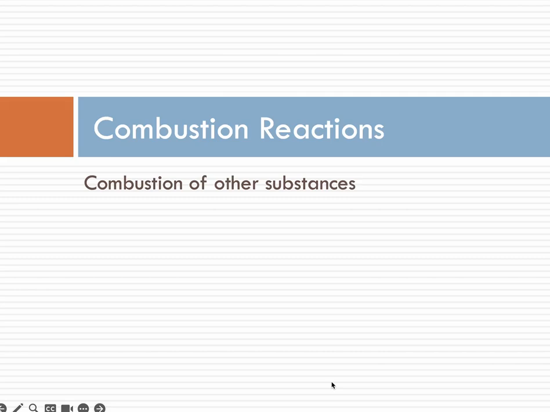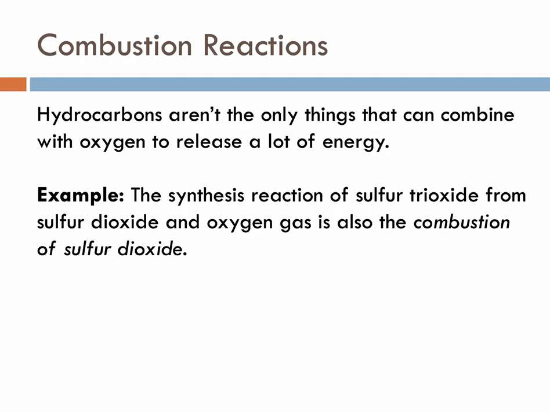Right, we've learned about combustion of hydrocarbons, and now we're going to learn about the combustion of other substances. Here's where you'll see some blurring of the lines between the different types of reactions. So we learned about synthesis reactions, right? And here's a synthesis reaction. Sulfur dioxide plus oxygen gas will make sulfur trioxide. That's a synthesis reaction, but it's actually also a combustion reaction too.